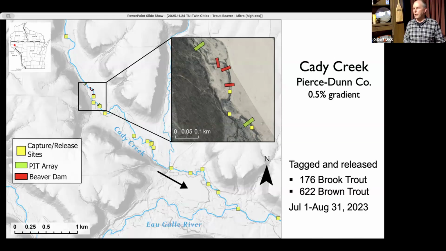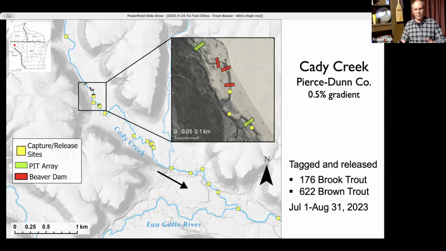So we were tagging these fish, what we call a PIT tag. It's a small electronic tag about the size of a large grain of rice. You inject it into the fish. I'll show a picture of that in a minute. And then if you actively scan the water and that tag is within your scan range, it reads the tag and you know that fish is there.